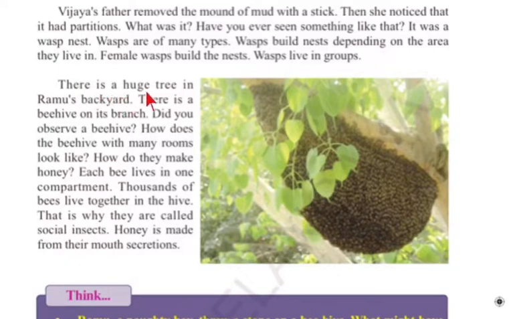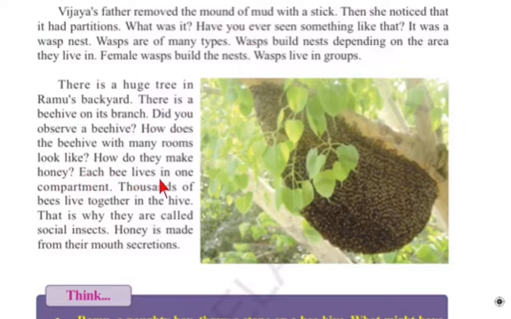There is a huge tree in Ramu's backyard. There is a beehive on its branch. Underline the word beehive. Did you observe a beehive? How does the beehive with many rooms look like? How do they make honey?